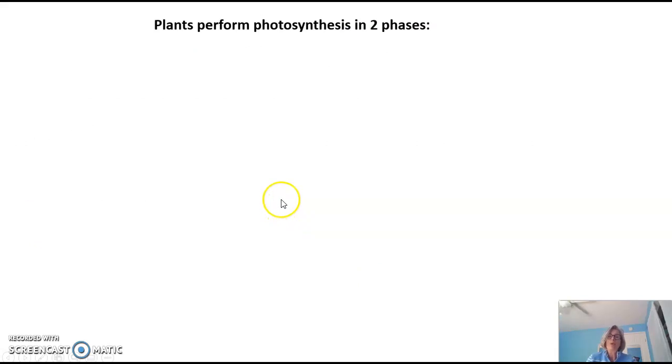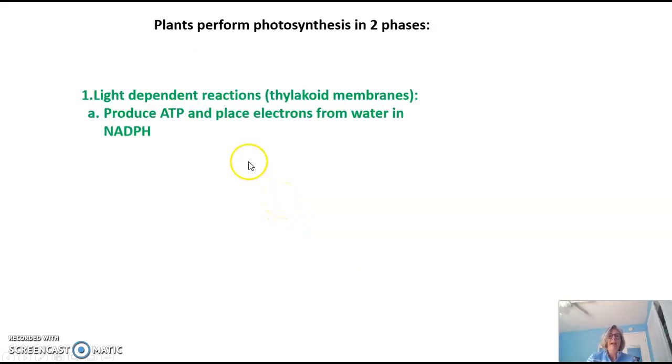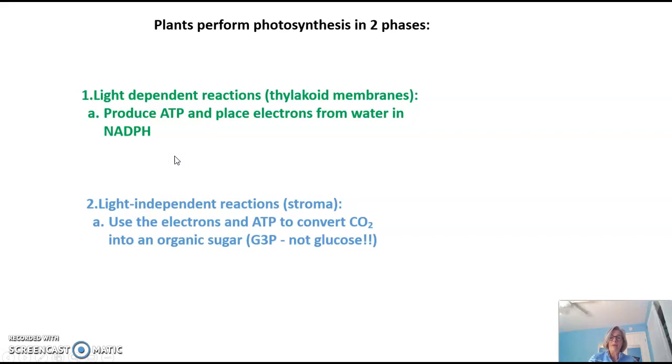So plants perform photosynthesis in 2 phases. The first phase is called the light-dependent reactions, and these occur in the thylakoid membrane. The light-dependent reactions produce ATP, and they place electrons from water on an electron holder called NADPH. The light-independent reactions occur in the stroma, and they use the electrons and the ATP that was produced in the light reactions to convert CO2 into an organic sugar, G3P, not glucose.